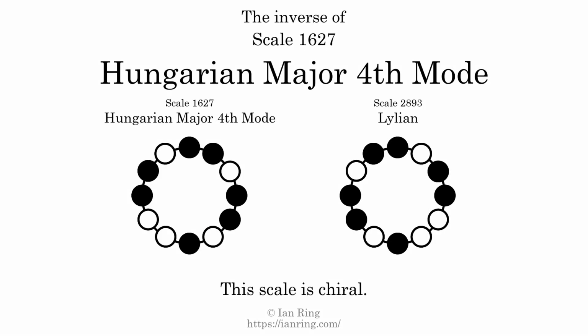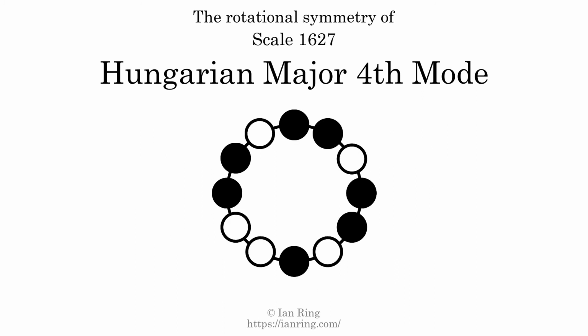The inverse of a scale is a mirror image. It is what you get when the sequence of intervals is reversed. The inverse of this scale is scale 2893, also known as Lillian. This scale is chiral. It cannot transform into its inverse by rotational transformation. This scale has no rotational symmetry.